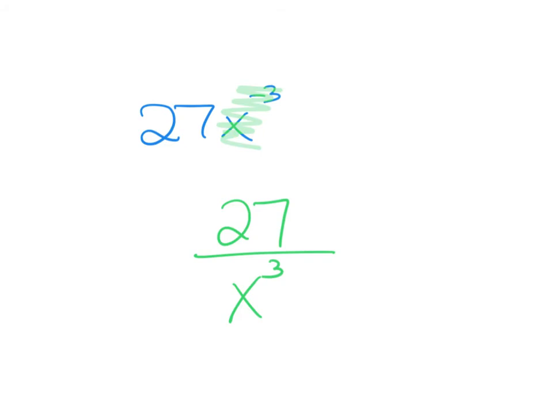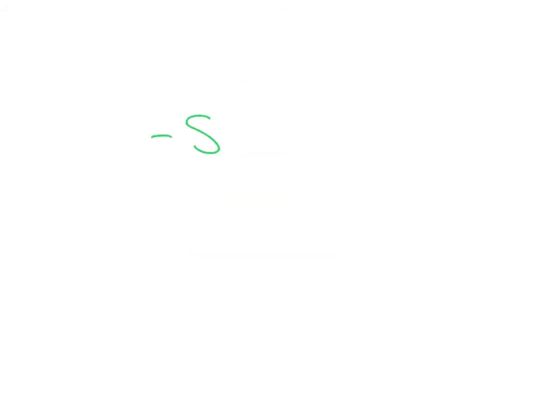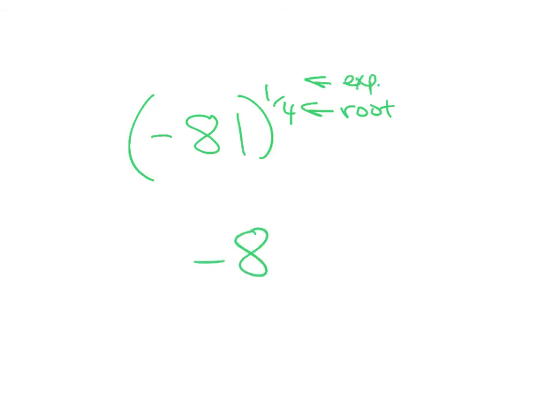Let's try a fraction exponent now. Negative 81 to the 1/4 power. Remember, when it's a fraction, the denominator is the root, the numerator is the exponent. So really this means negative 81. I want to find the 4th root of it and then raise that answer to the 1st power.